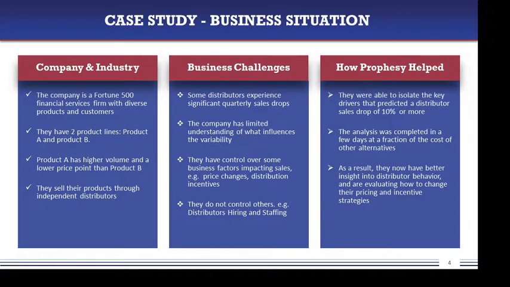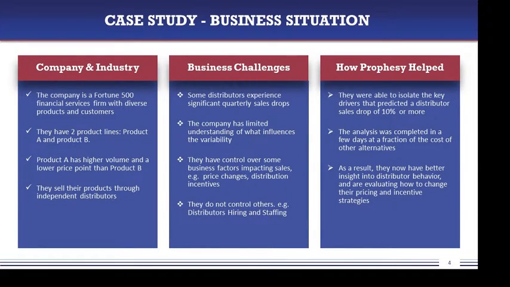Over the past few years, some distributors experienced significant drops in quarterly sales. The company attempted to solve this problem through price reductions and distributor incentives, but they were unable to identify what impact these changes were having. They control some business factors such as price changes and distribution incentives, but not others such as distributor hiring, retention, and staffing practices.